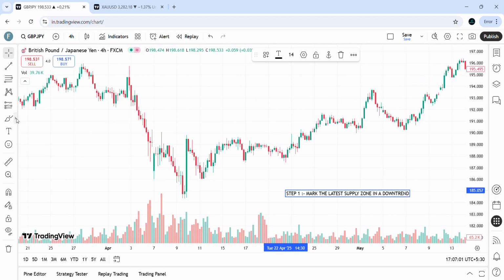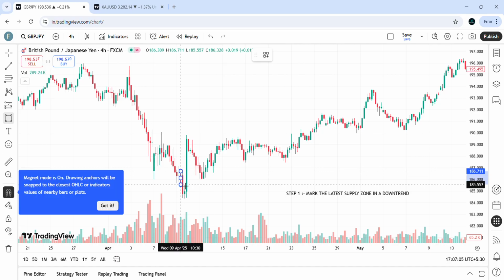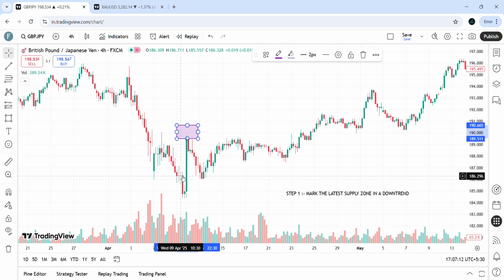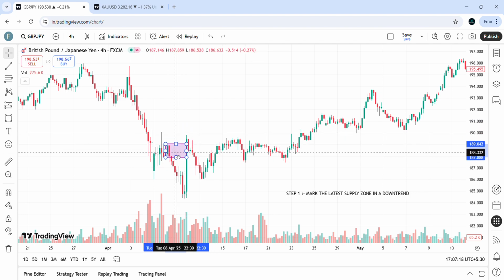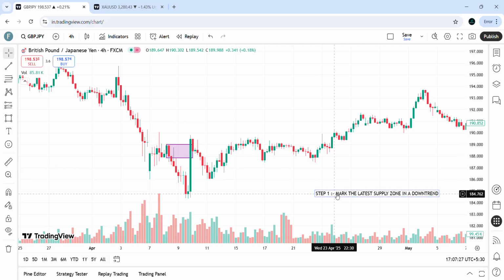As you can see, this is our last supply zone. I hope you could see it. It's a green candle right over here, or you could just choose this one. Either way it's fine. Let's just choose this one because it's a bit clearer, but actually I would be using this one, but this one is fine. So mark the first supply zone.